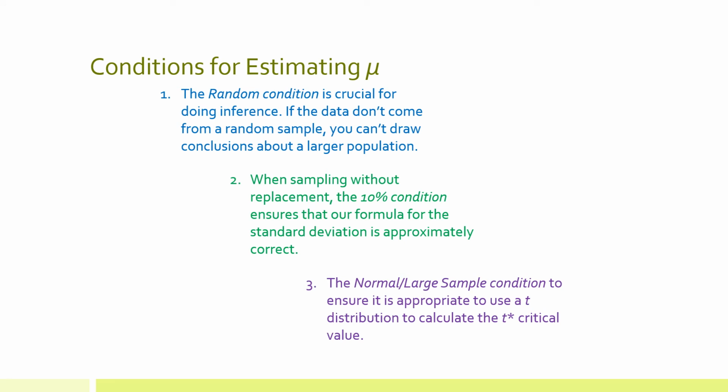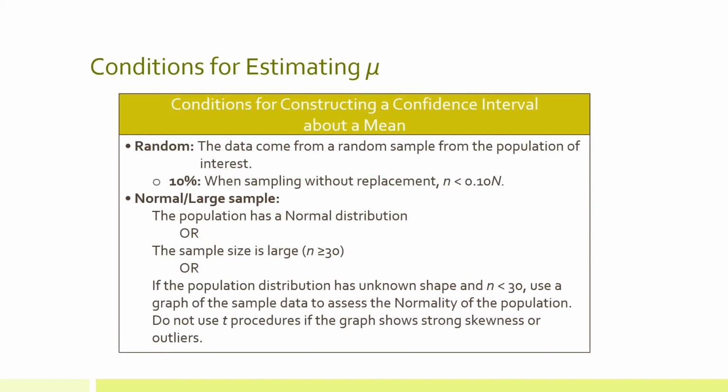And this next one, we've done it before, but it's been a long time. So instead of RIL, we really have RIN. The normal condition. We're looking at the normal condition to ensure that it's appropriate to use a t-distribution to calculate a critical value for your t, or your t asterisk. So N is going to be our normal condition, and this is a little bit different, so we're going to talk about this one specifically. Okay, random, we know that. 10%, we know that. Now let's talk about this normal.